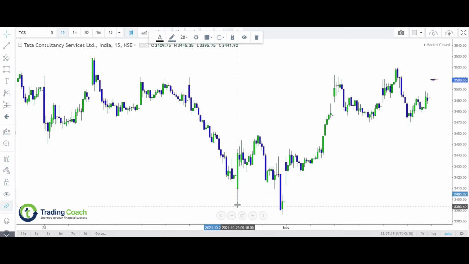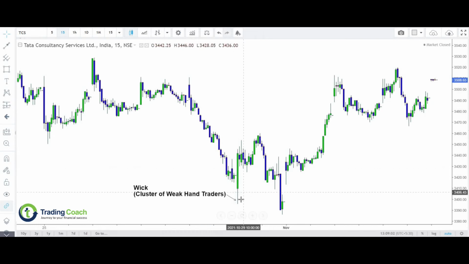So this is the wick where you can notice most of the weak hand traders are actually trapped in the market. They got clustered over here. All the people who have bought the stock earlier, and also all the people who sold the stock at this particular point, all these uninformed traders, all these uninformed weak traders who are very small scale in the market, they got somehow trapped at this particular wick. So we have a wick which is an indication of a cluster of weak hand traders.